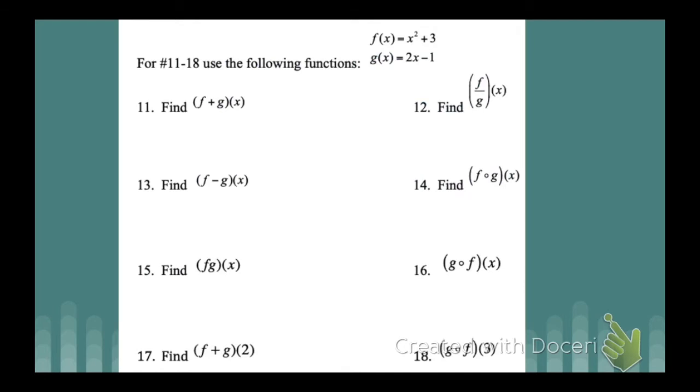For problems 11 through 18, I've given you functions f and g at the top. And we are either adding them, subtracting them, multiplying, dividing, or doing composition. First of all, keep in mind that this is the composition symbol. It's not multiplication, so make sure we're not multiplying on those problems. And then 11 through 16 looks like we're just evaluating at x, so we're not plugging in a value for x at all. We're just leaving x as x. But 17 and 18, we are going to evaluate at either 2 or 3.